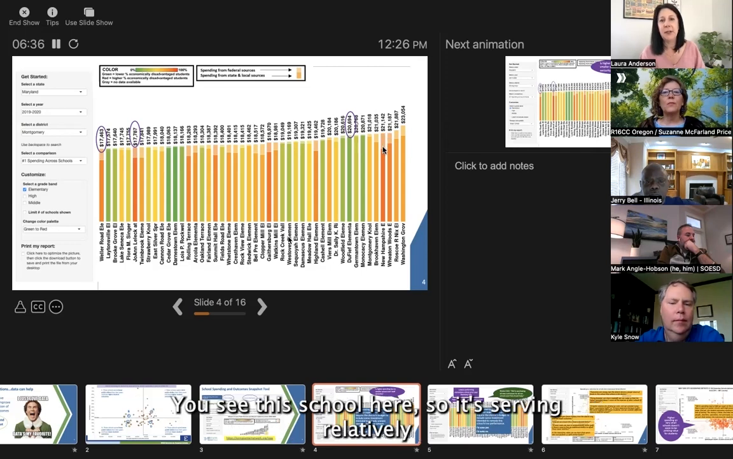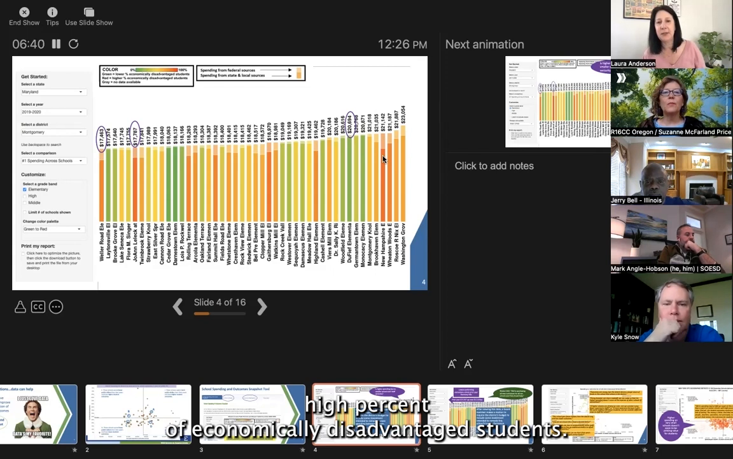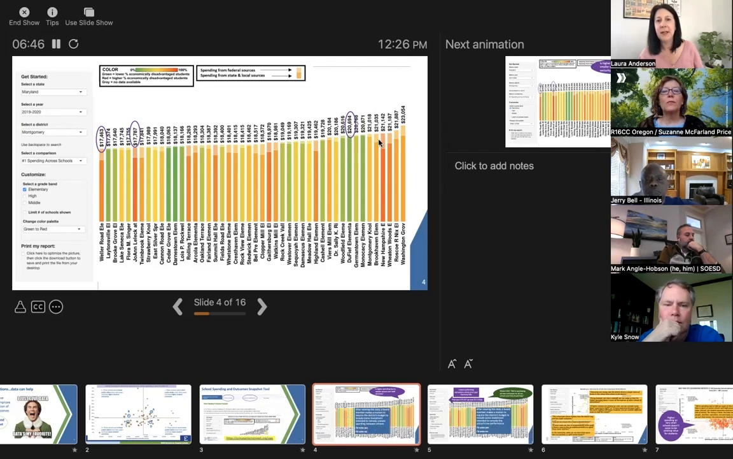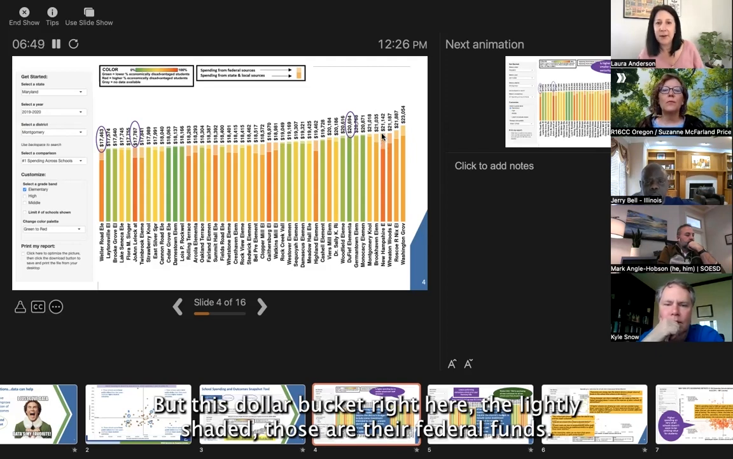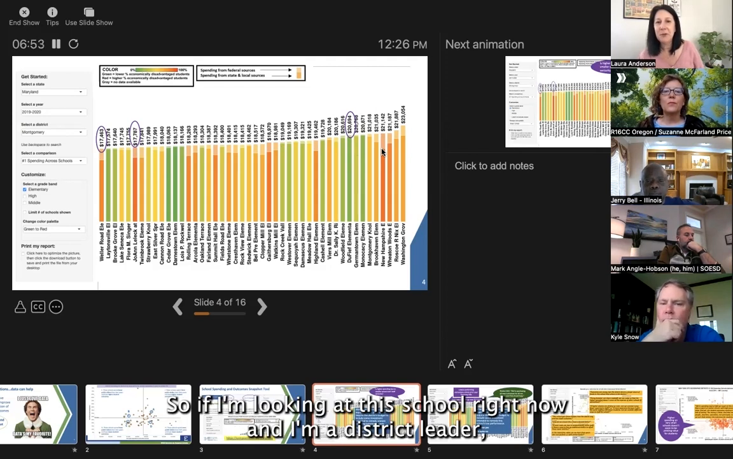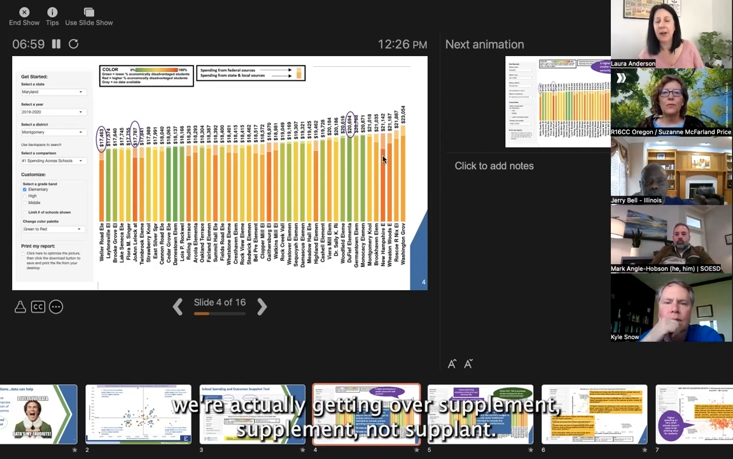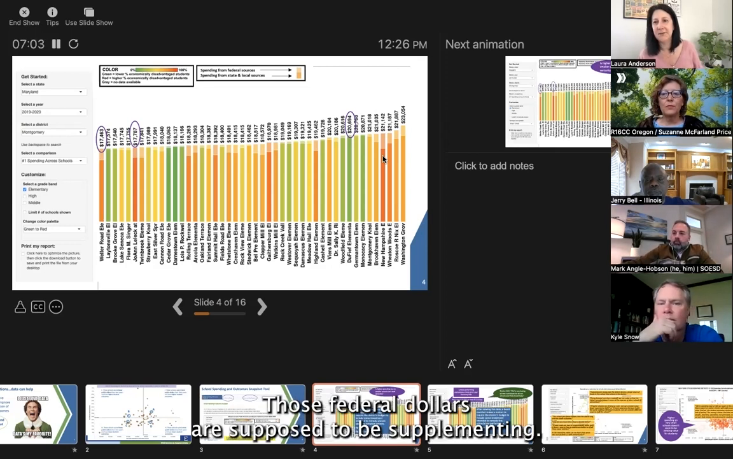You see this school here, so it's serving relatively a high percent of economically disadvantaged students. It has more money than some of the wealthier peers, but this dollar bucket right here, the lightly shaded, those are their federal funds. So if I'm looking at this school right now and I'm a district leader, I'm not sure that we're actually getting over supplement, not supplant. Right? Those federal dollars are supposed to be supplementing.